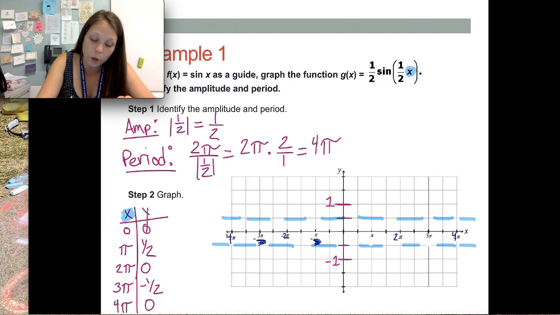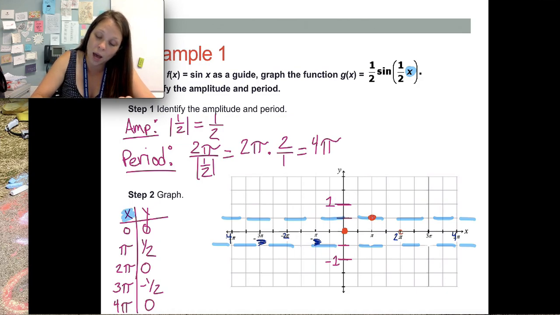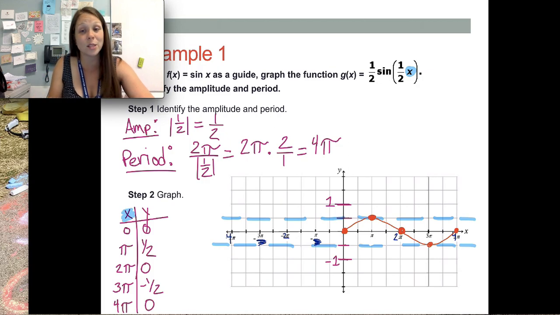Now I'm going to go through and graph my points. So I have a point at 0, 0. At pi, I'm at 1/2. At 2 pi, I'm at 0. At 3 pi, I'm at -1/2. And at 4 pi, I'm back at 0. And I connect those, and that's one length of the cycle. And then that's going to go on repeat.